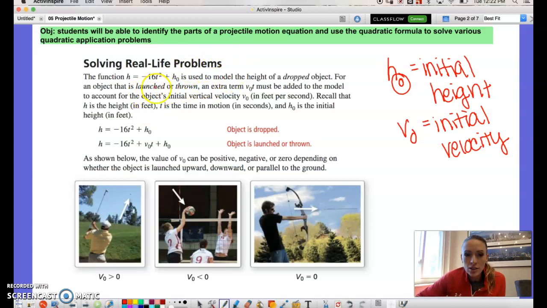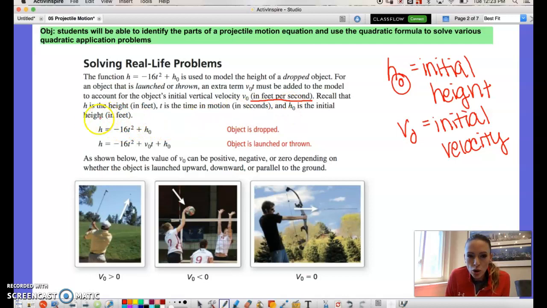For an object that is launched or thrown, an extra term, v sub naught times t, which is time, must be added to the model to account for the object's initial vertical velocity in feet per second. All of the problems we're going to do in this class are in feet per second, so make sure that if you're applying this outside of these situations, you have your units in feet per second. Recall that h is the height in feet, t is the time in motion in seconds, and h naught is the initial height in feet.